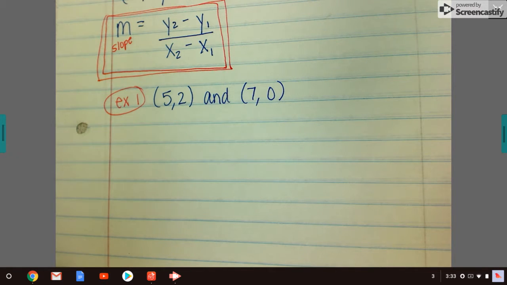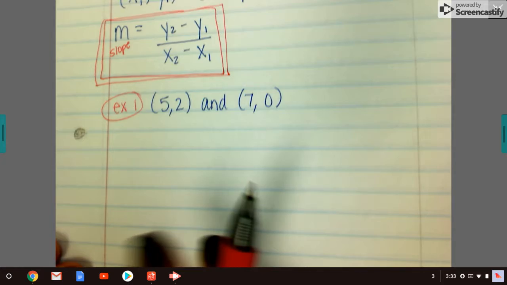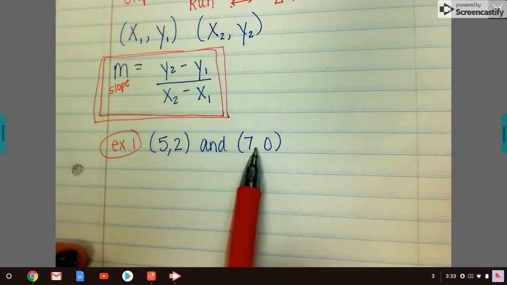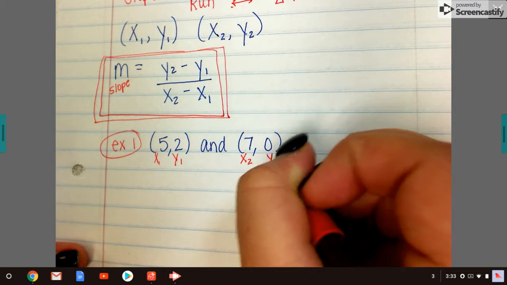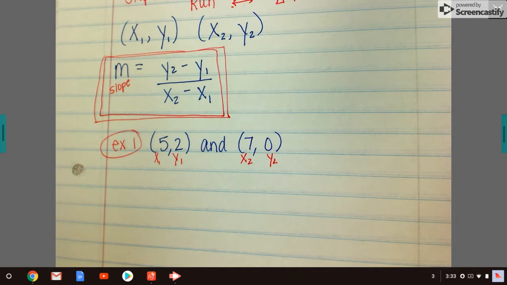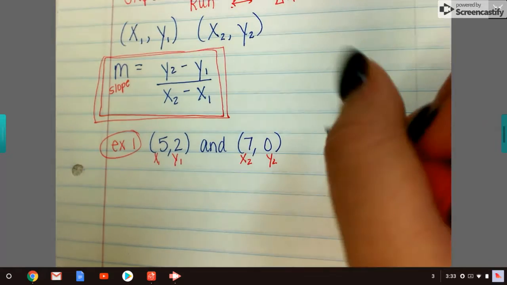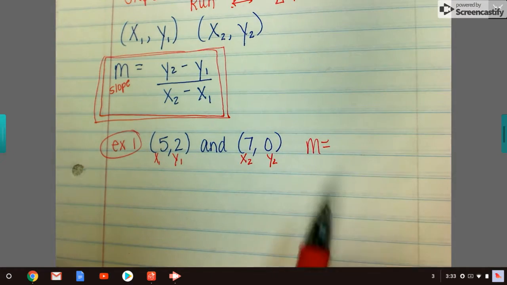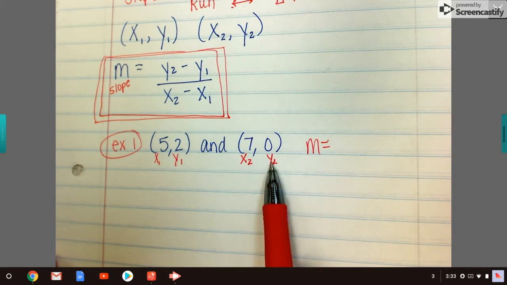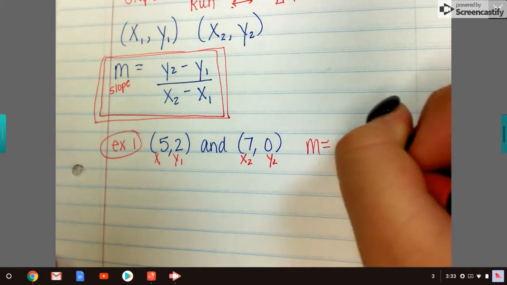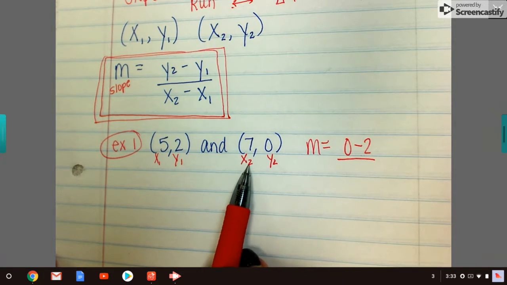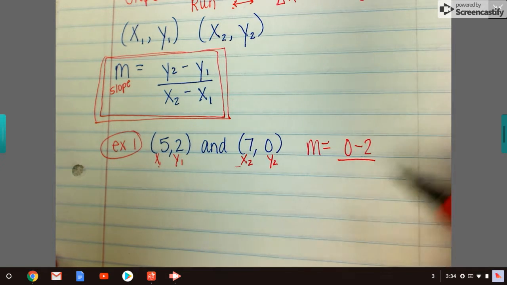All right, so let's see. We can start by labeling what points we have. So this is the first point and the second point. So we've got x1, y1, x2, y2. That's helpful in the beginning of doing slope so that we can make sure we grab the right numbers to the right places. So then we've got change in y. So y2 minus y1, 0 minus 2 on the top. On the bottom, x2 minus x1, 7 minus 5 on the bottom.